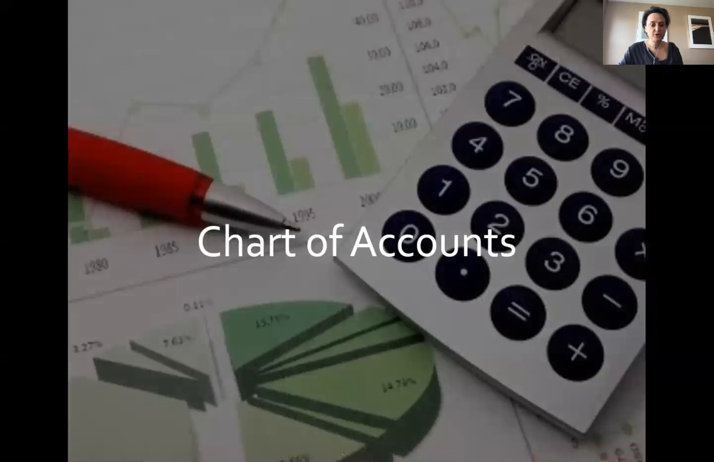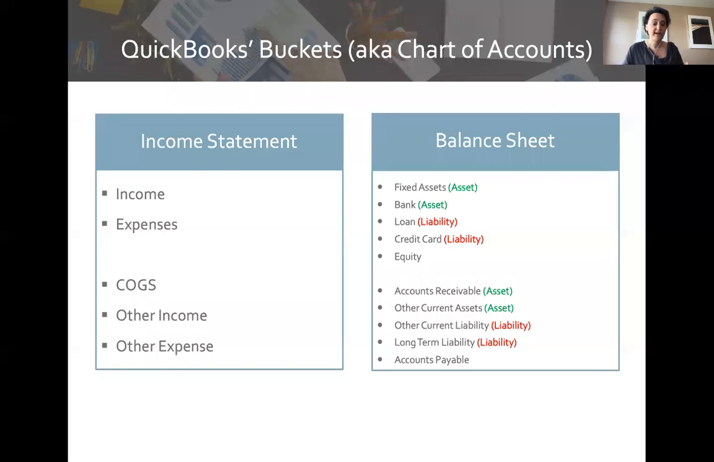In the last section, we talked about setting up your chart of accounts and sort of the nomenclature, if you will, of your accounting system. How do you name things? That structure is called the chart of accounts in QuickBooks. How we create our chart of accounts directly impacts how we see our reports. When we categorize something as income or expense, it's going to show up on our income statement. If we categorize something as a fixed asset or a loan, it's going to show up on our balance sheet.